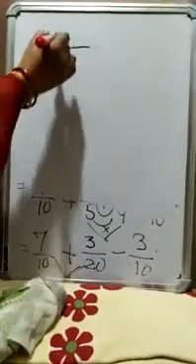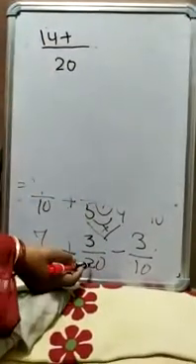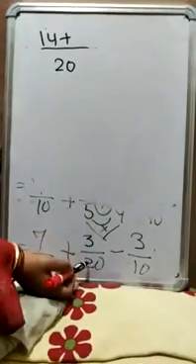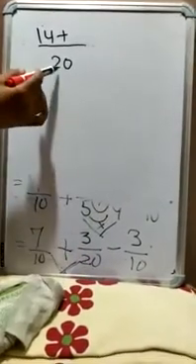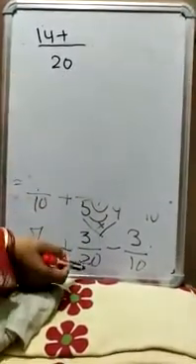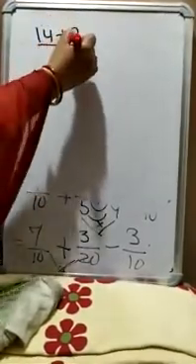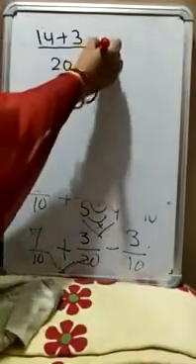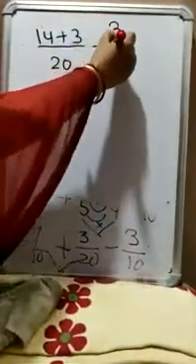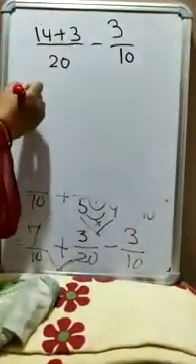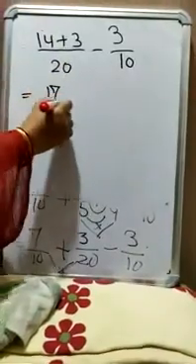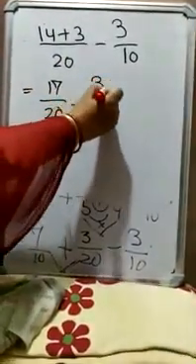Put this addition sign. Now 20 is divided by 20, the denominator of 3 by 20. 20 divided by 20 is 1. Now multiply this quotient 1 with 3. So 3 1s are 3. Now put this minus sign and then write down this 3 by 10. Now we solve it. 14 plus 3 is 17 by 20 minus 3 by 10.